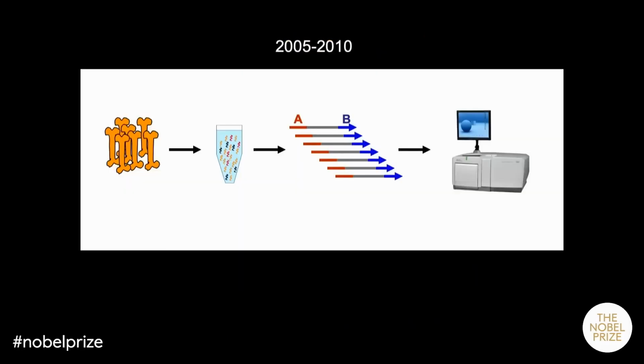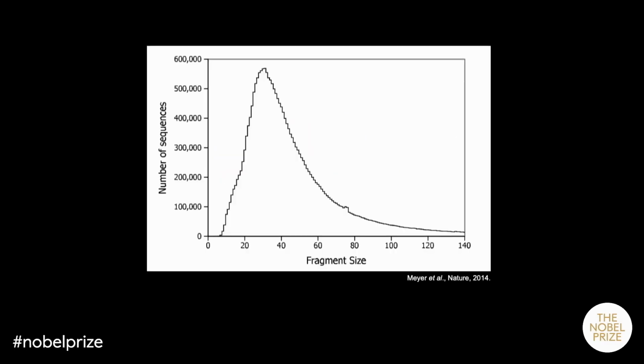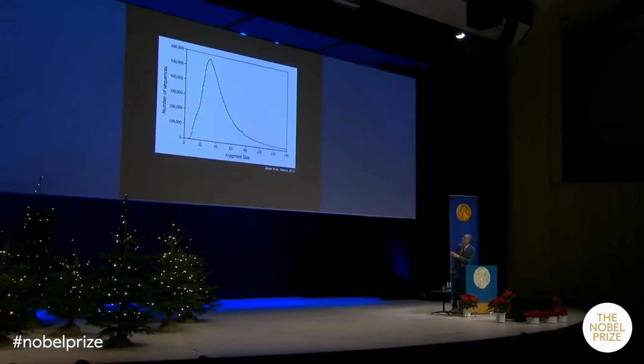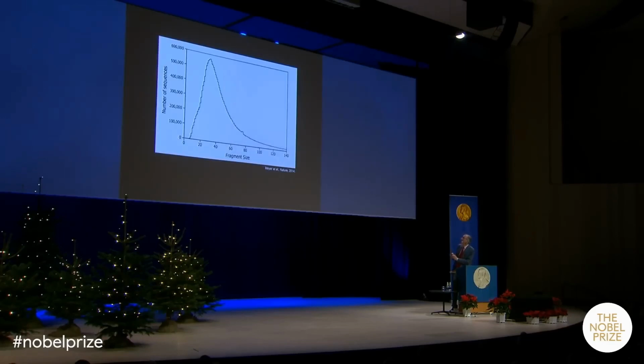There was also a lot of improvement of technology at the time, where we got much, much better in extracting short fragments of DNA and turning them into libraries. Sequencing technology got better. And indeed, the size distribution is indeed very small in these things.